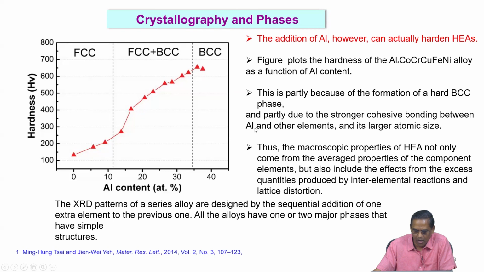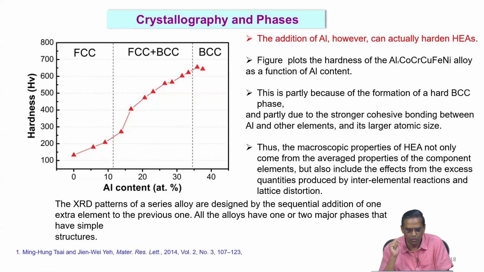So, how to summarize the cocktail effect. The macroscopic properties of high entropy alloy not only come from the average properties of the component elements, but also include the effects from the excess quantities produced by the inter-elemental reactions and lattice distortion. So, this is important. So, that is considered as a cocktail effect. It is not just a summation of average properties of the components which are already there. It is an excess quantity produced from the other interactions. So, we have looked at three major core effects introduction, but sluggish diffusion I am not getting into, Gerhard will do it, and these are all familiar to you already. So, I just want to emphasize and recast the idea.